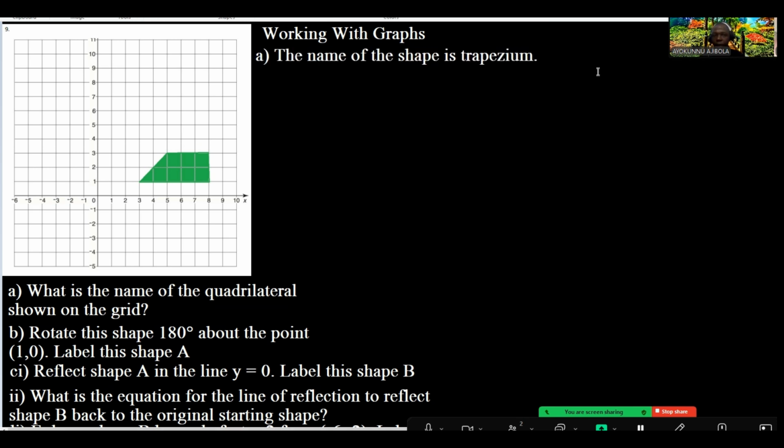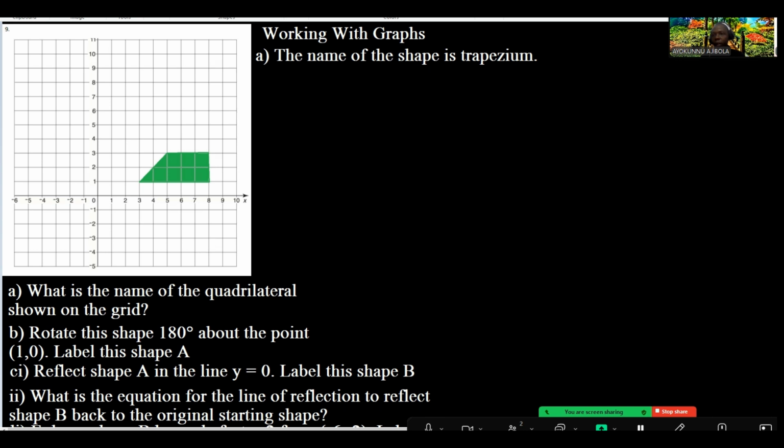And the second part says, rotate this shape 180 degrees about the point 1 comma 0. Then label this shape A.